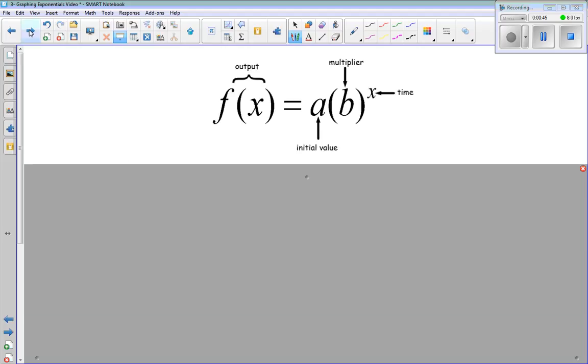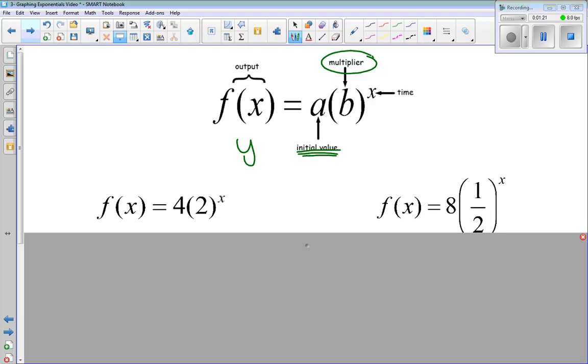Alright, so go ahead and pause the video and write down this parent function for exponential equations. f of x equals a times b to the x. Alright, so looking at this equation, we have f of x, which is the same thing as just saying y, equals a times b to the x. Now, a is going to be our initial value, or our starting value. b is going to be our multiplier, which is going to be very important, and x almost always stands for time.